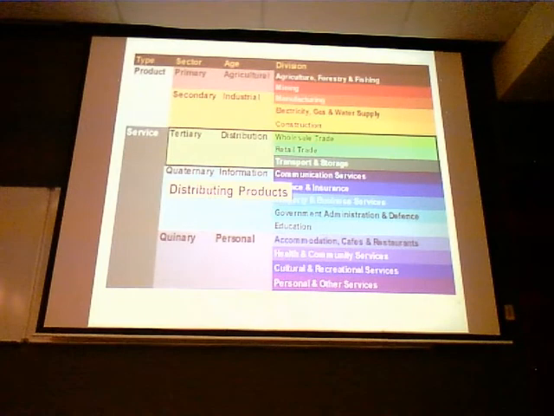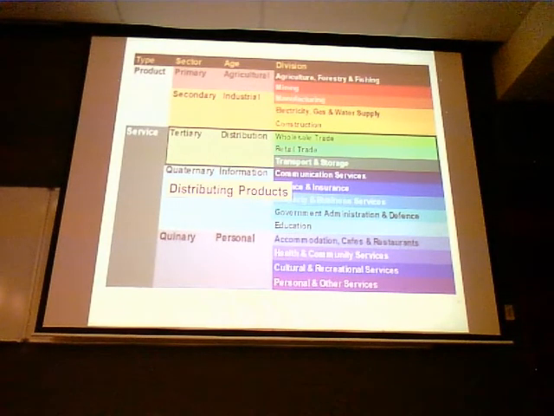The tertiary sector is the 3 ways of distributing products. A wholesaler will usually buy from one of these sectors, sell it to a retailer and then get it to the consumer. And transport and storage is also in that distribution sector.